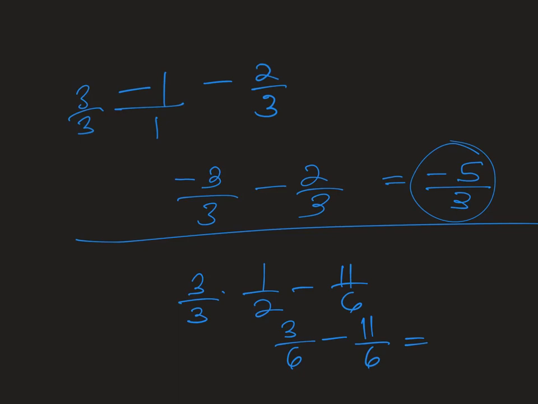Again, remember, let's say you have $3 and you want to buy something that's $11. Well, you're short $8, right? So we have negative 8 over 6. That negative 8 over 6 can be simplified. We can divide both the numerator and denominator by 2, and that becomes negative 4 over 3. So that's how we will deal with a problem like number 66. Number 68.